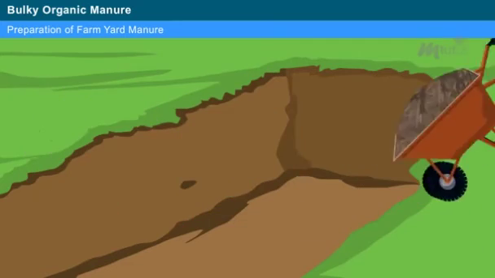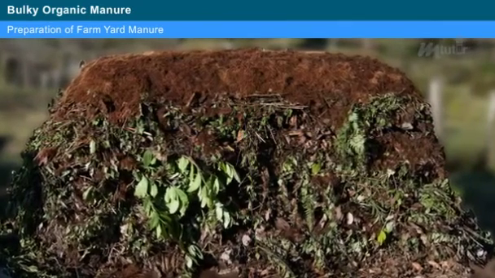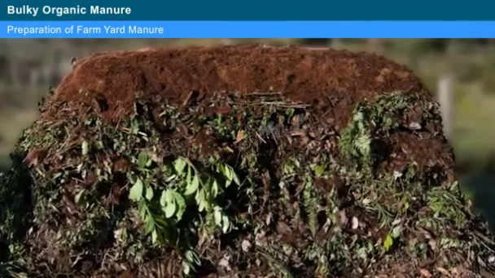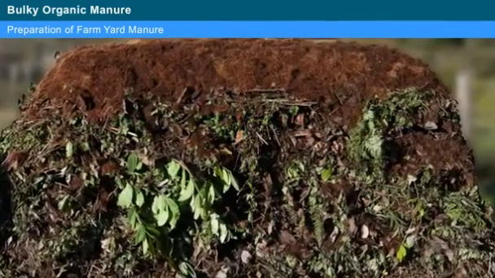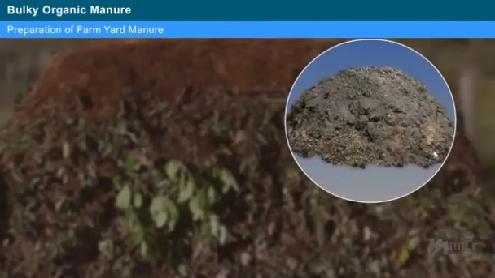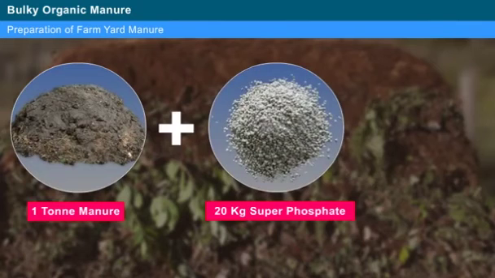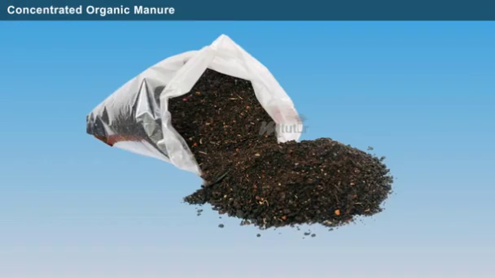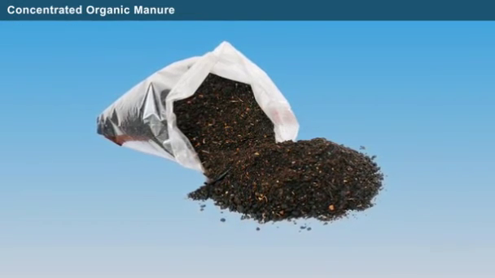The process is continued using the daily collections. When it is filled about 0.5 meter from the ground level, the top of the heap is rounded and plastered with cow dung slurry. This manure will be ready to use after 4 to 5 months. It is also noted that application of superphosphate at the ratio of 20 kilograms per ton of manure gives better results. Now, let us discuss about the concentrated organic manure.